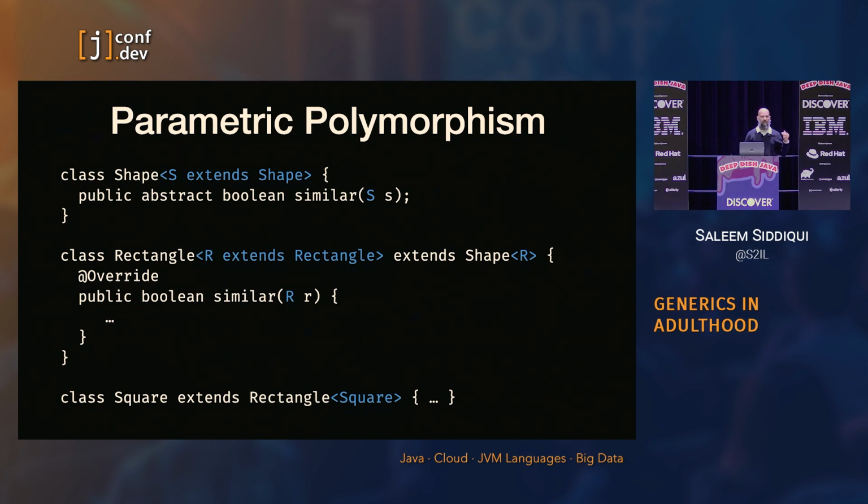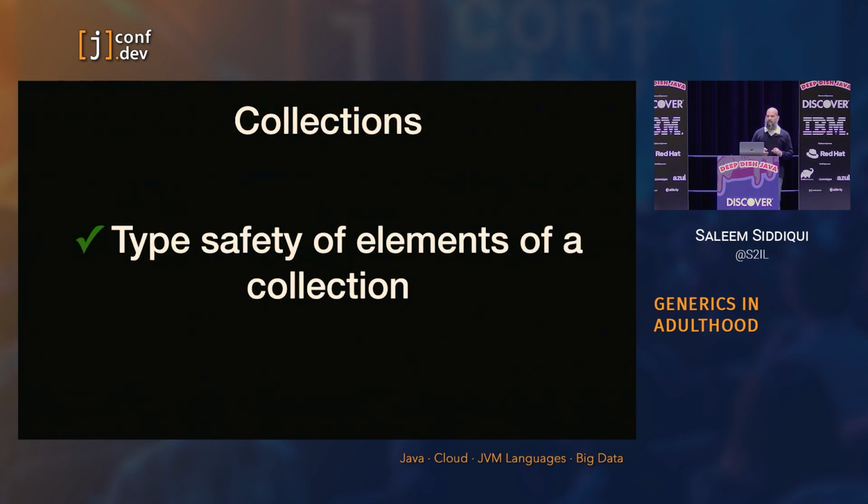You just have to make sure that you don't fix, for the intermediate classes, the type argument. In this case, it is R extends rectangle. Right, so that's all fine.